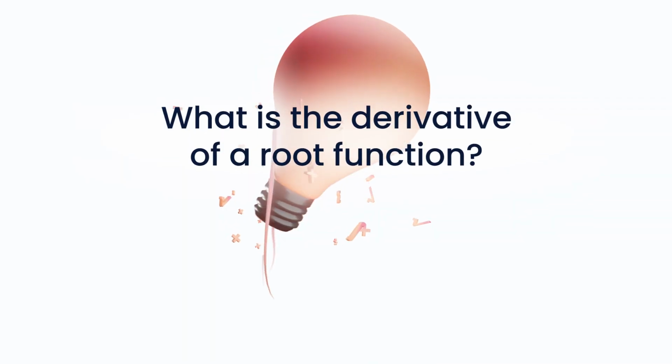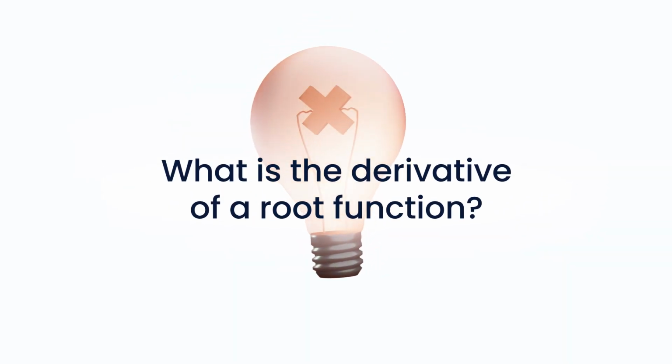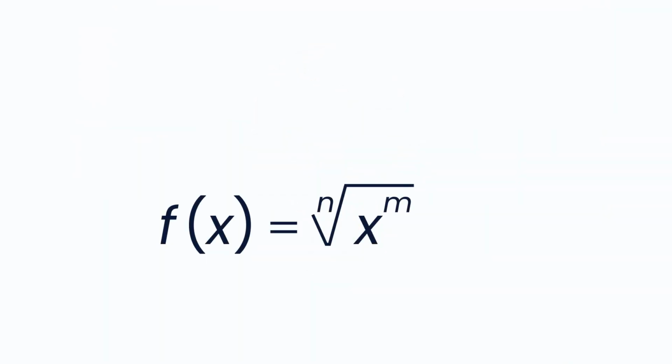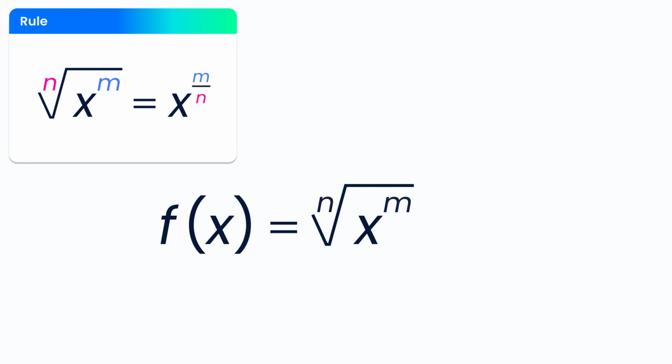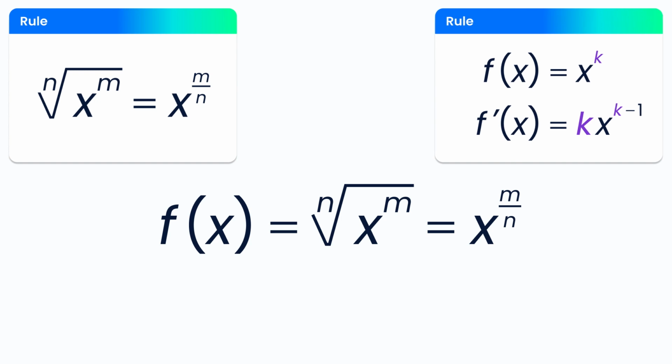What is the derivative of a root function? When working with a root function of the form f of x equals the nth root of x to the power of m, you write it as a power function using this power rule, which gives you x to the power of m over n. Now you can differentiate this function using the rule for power functions.